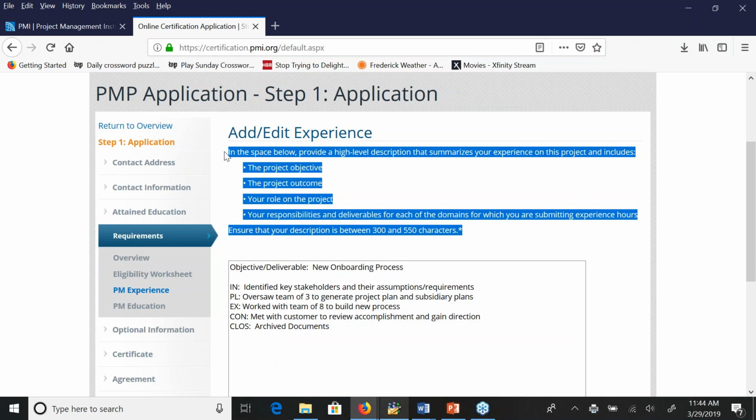Add experience. In the space below, provide a high-level description that summarizes your experience on this project and includes. Now, note what it's got. It's got 4 bullets. PMI doesn't kind of sort of want things in this format. They want things in this format. What devastates me is I've been telling people that this is the way it goes and that they need to do this precisely the way it's spelled out here.